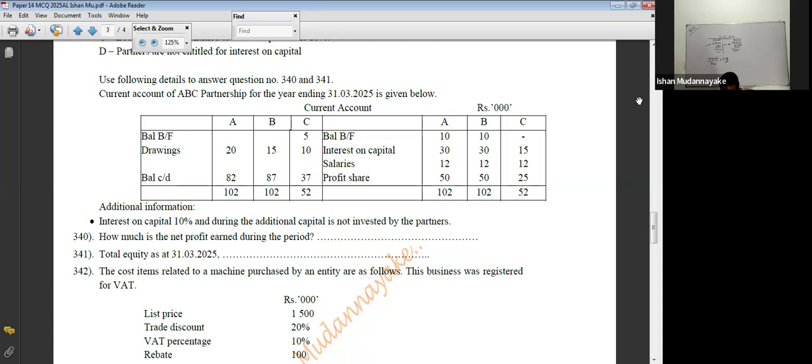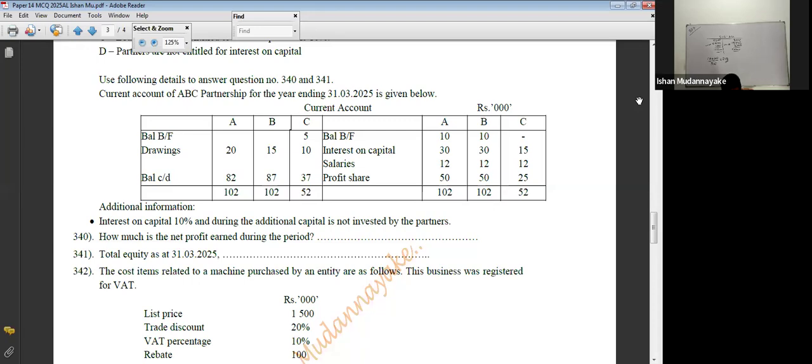Use the following details to answer questions 340 and 341. The current account of the ABC partnership for the year ending 31st March 25 is given below. On the credit side: balance brought forward, interest on capital, salaries, profit share. On the debit side: drawings, balance carried forward. Additional information: interest on capital is 10%, and during the year additional capital was not invested by the partner.